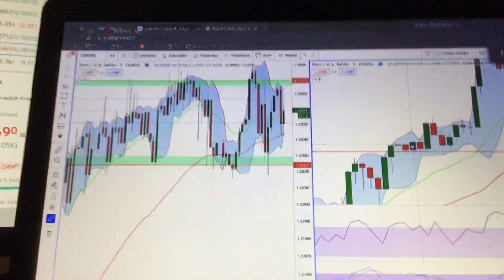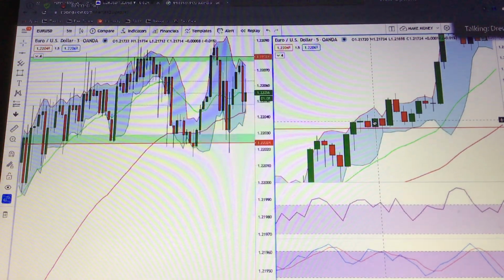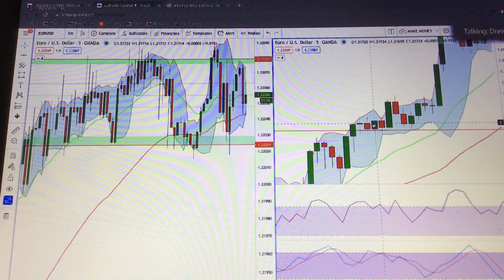Well, Brent, we're on the 5-minute chart, so it'll probably be 5 minutes if I'm looking at this one. But I'm going to go back and forth so you can see the 3-minute chart too, so we can analyze both.